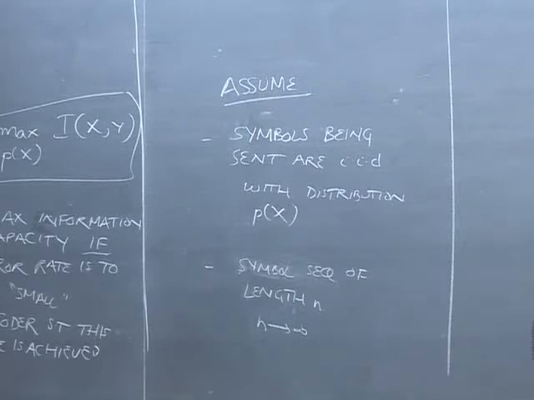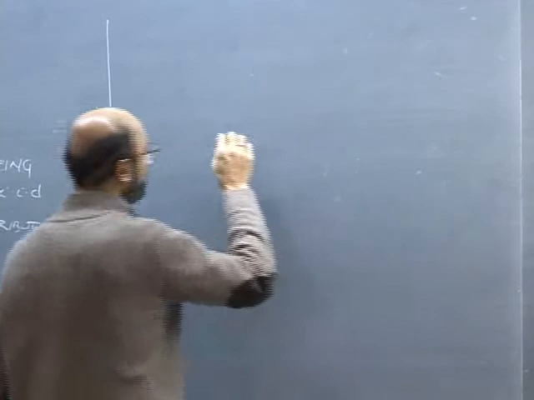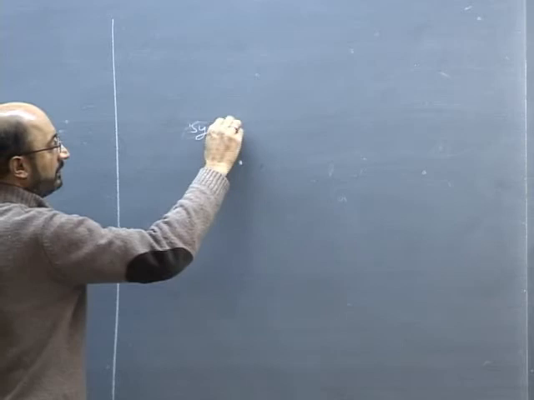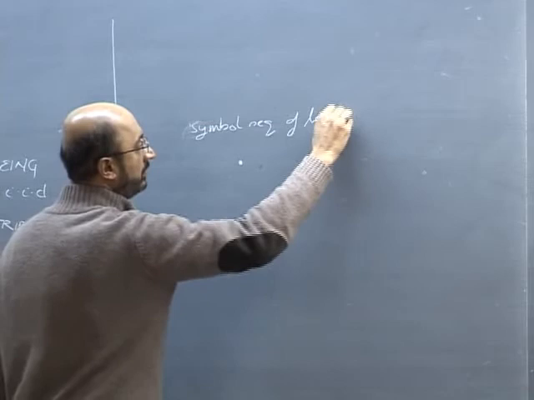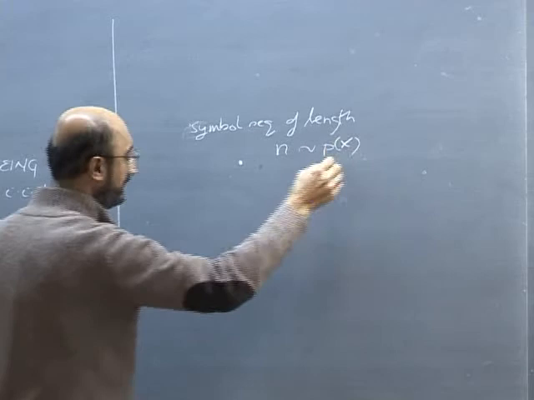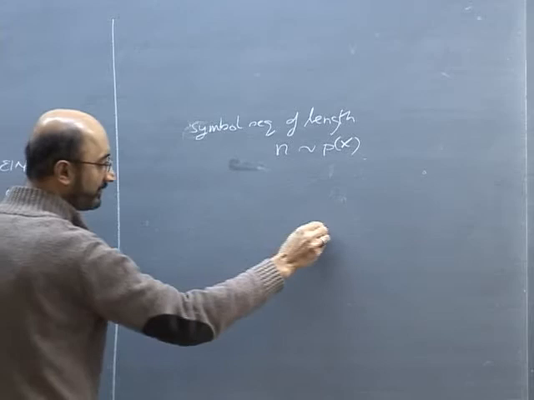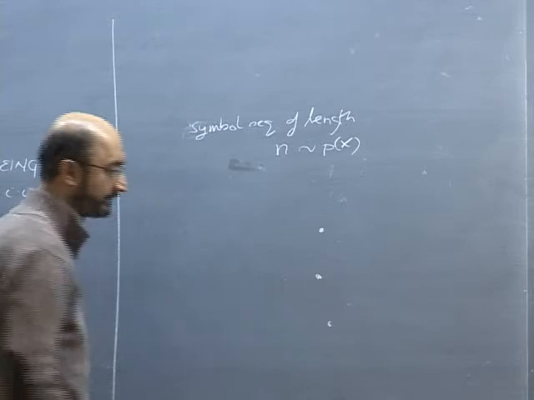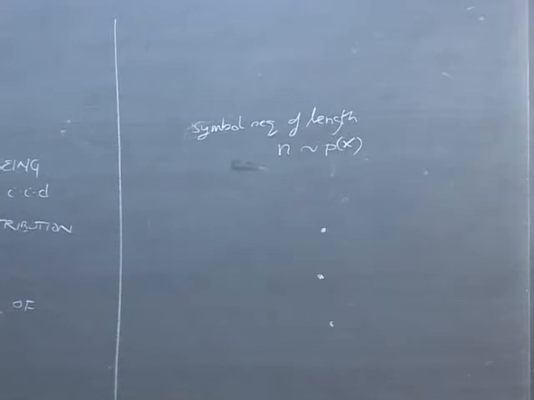So let's see what the story is. The story is like this. I'm going to take one such input message sequence. Over here, I'm going to show a symbol sequence of length n, which is distributed as P of X, where each symbol is distributed as P of X. So here's my first symbol sequence. And then here's another one. I'm just drawing these as dots. Now, these dots are what I'm going to put over here.